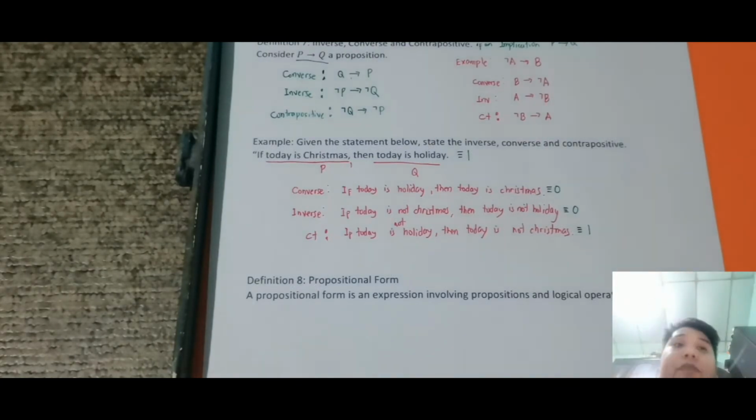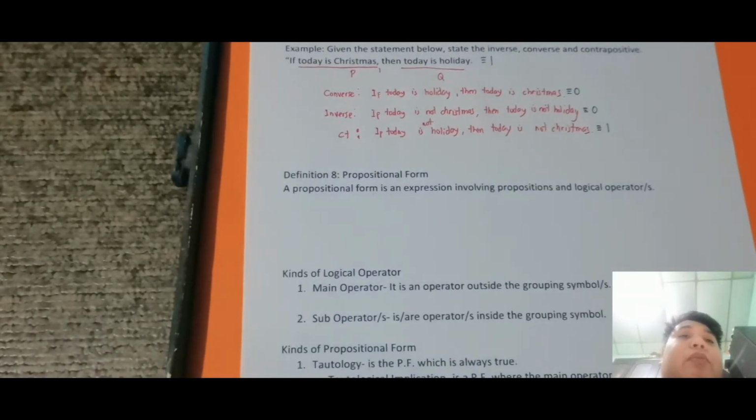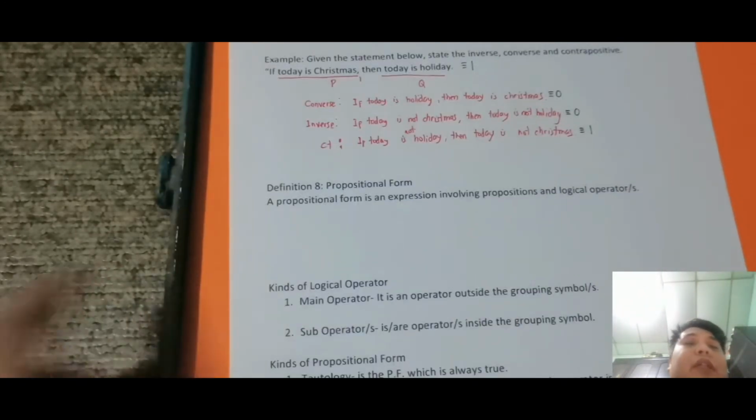Okay, so next is the propositional form. So what is a propositional form? A propositional form is an expression involving propositions and logical operator or operators. Again, dito papasok din yung idea ng grouping symbols natin: yung parenthesis, bracket, and yung curly braces or curly bracket.